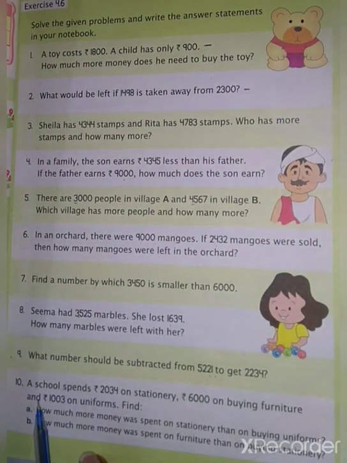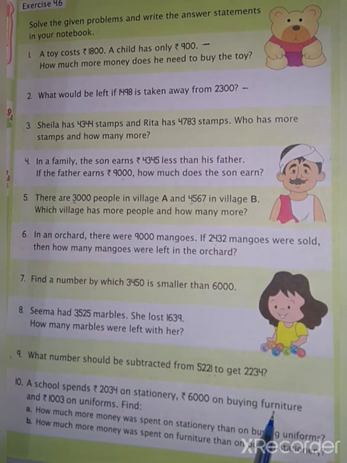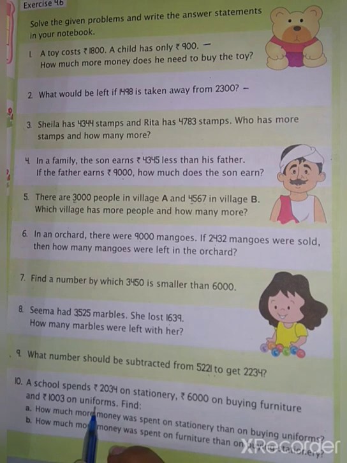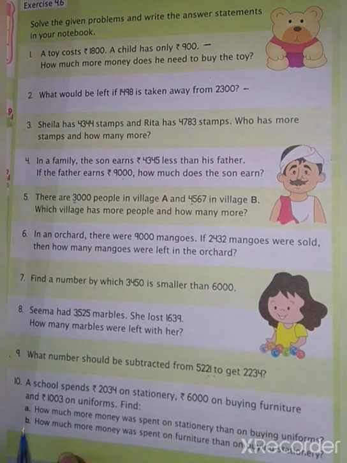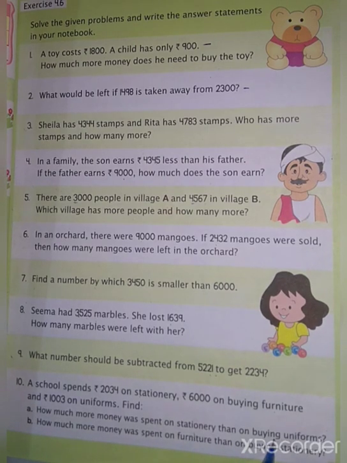Okay, now next sum number 10. What is the definition? A school spends rupees 2034 on stationery. Stationery में कितने पैसे लगाते हैं? 2034. 6000 on buying furniture. Furniture में कितने पैसे लगाए? 6000. And 1003 rupees on uniform. Uniform में कितने लगाए? 1003. How much more money was spent on stationery than buying uniforms? What is our question? यूनिफॉर्म्स की कंपैरिजन में स्टेशनरी में कितने ज़्यादा पैसे लगाए हैं, that we have to find.